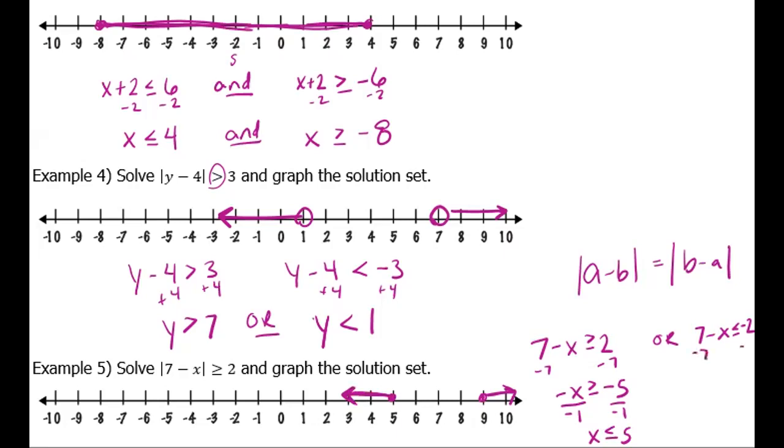If I subtract a 7, I get negative x less than or equal to negative 9. Now, if you don't want to remember about the multiplying or dividing, I could think of it this way. I could think of adding the x to both sides. So now I have 0 is less than negative 9 plus x. Now I'm going to add 9 to both sides.